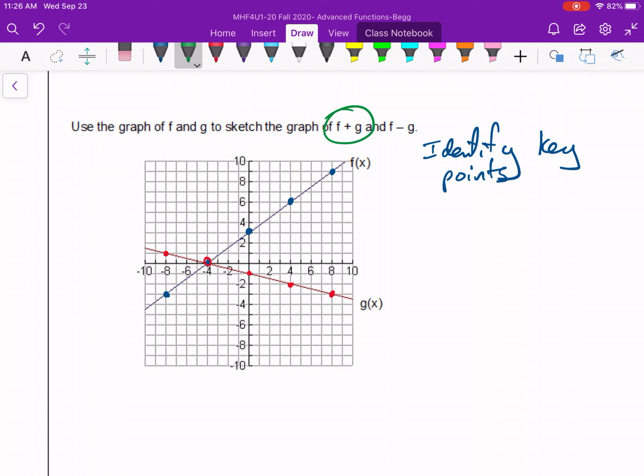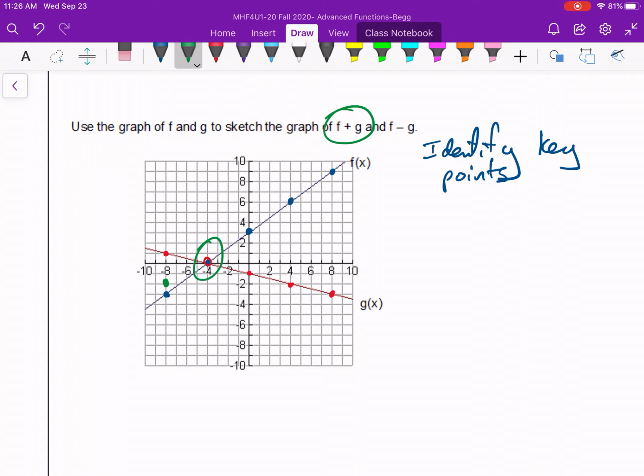So I'm going to look where the x coordinates line up, say these two, where x is negative 8, and I'm going to add those two y coordinates together. So I'm going to add 1 and negative 3. 1 plus negative 3 gives me negative 2. That's my new y coordinate, keeping the x coordinate the same.